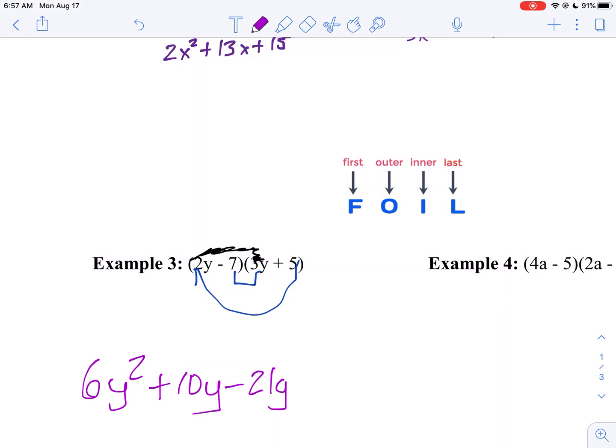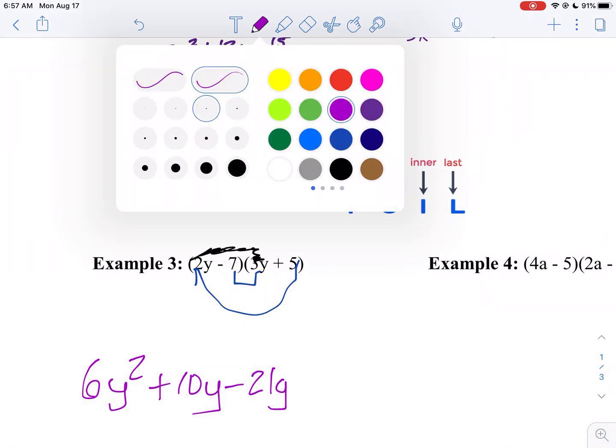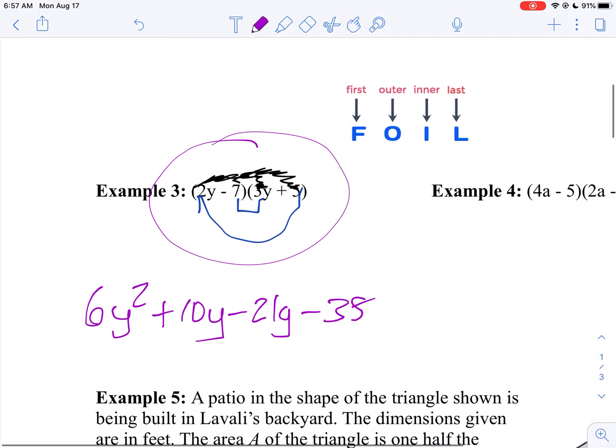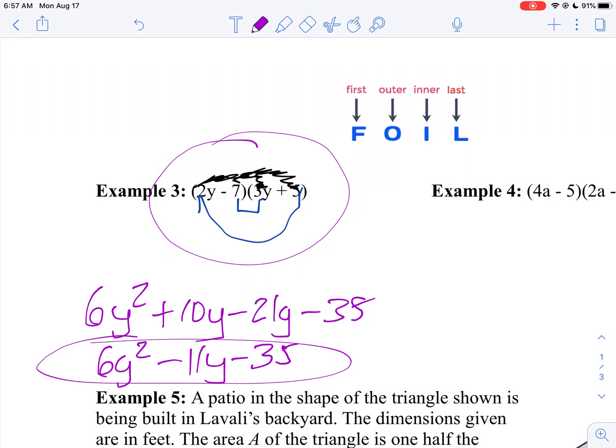Finally, we'll do our last terms, which is negative 7 times 5. So I get negative 35. And if you notice, when I FOIL, it makes me happy. Now combine our like terms. We're going to get 6y squared. 10 minus 21 is negative 11y minus 35. And there's your answer. Now there are other ways you can multiply besides FOIL, besides distributing like we did.